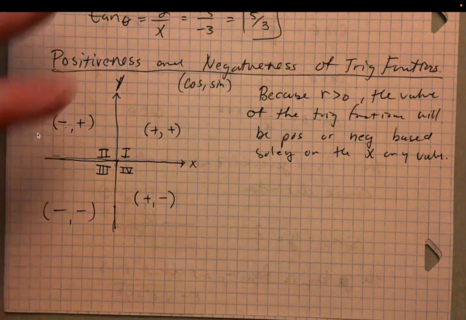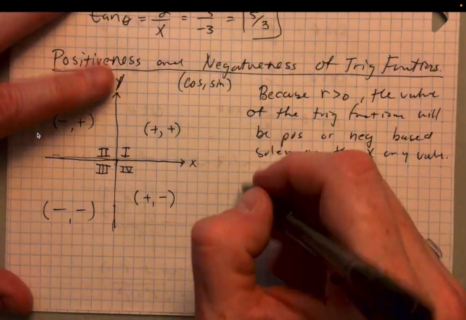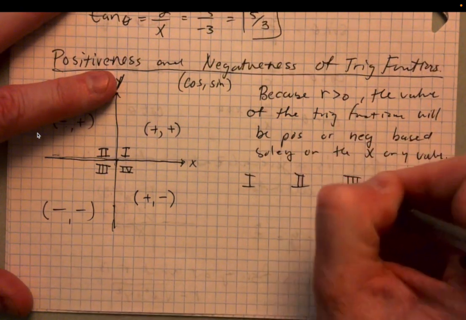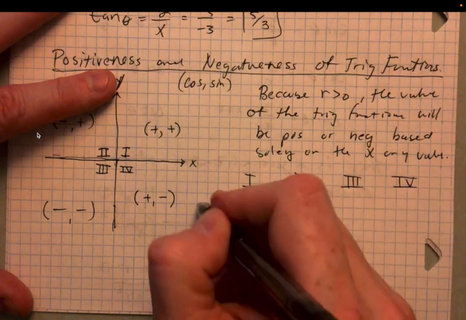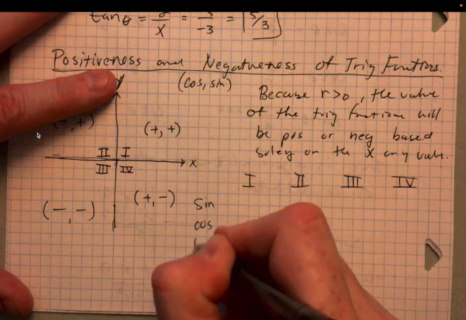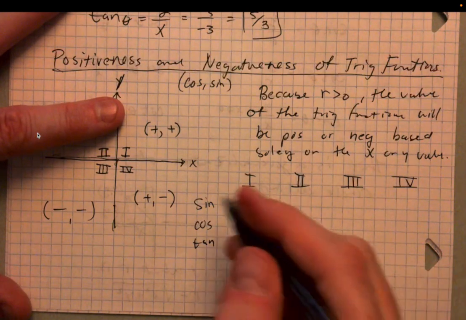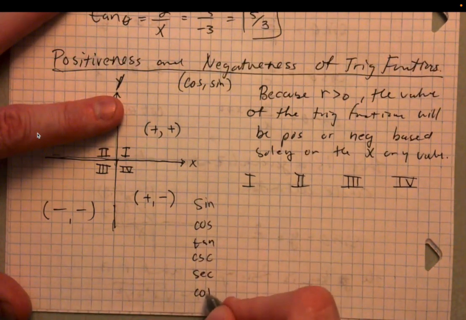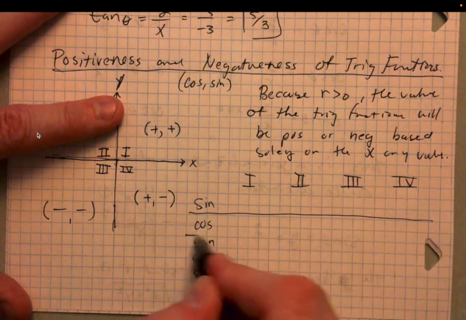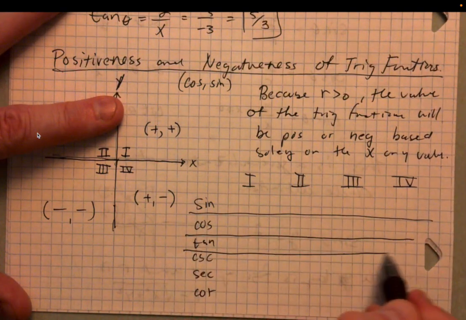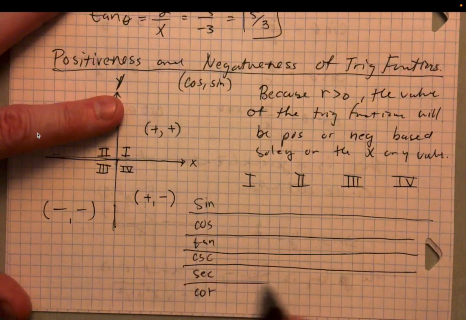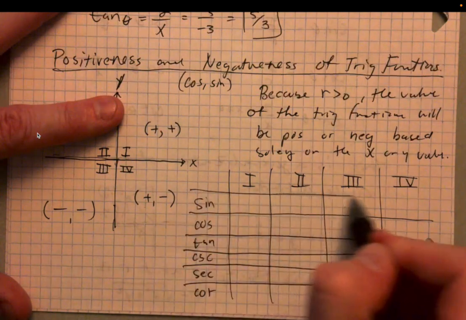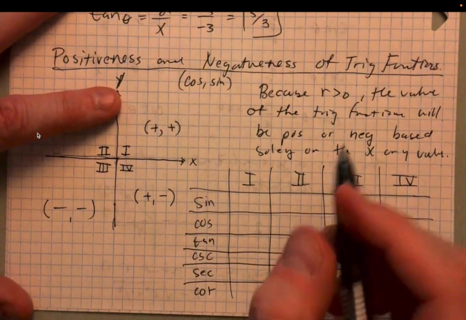Okay, and we can kind of summarize this. So if we have quadrant 1, quadrant 2, quadrant 3, and quadrant 4, and we just put sine, cos, tan, and then we'll put these others on here as well: cosecant, secant, and cotangent. And let's go ahead and write these out and see what kind of patterns we can see.